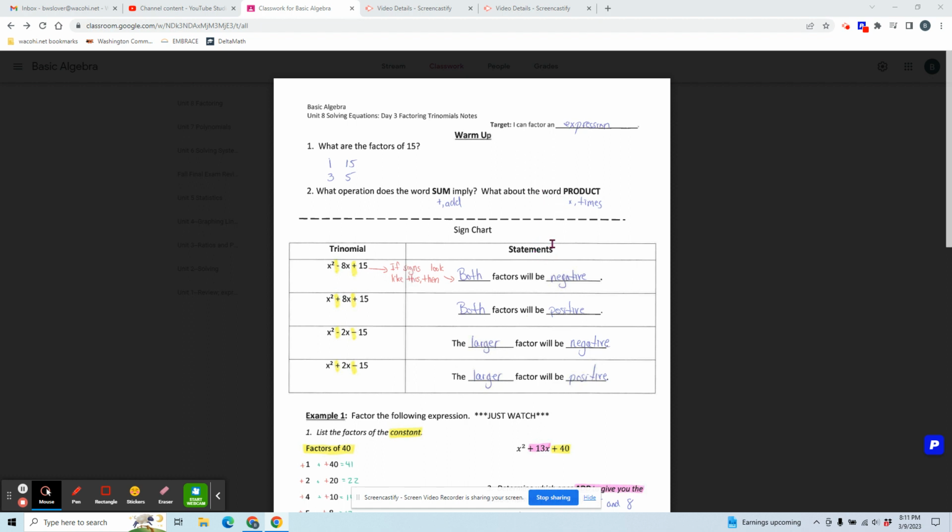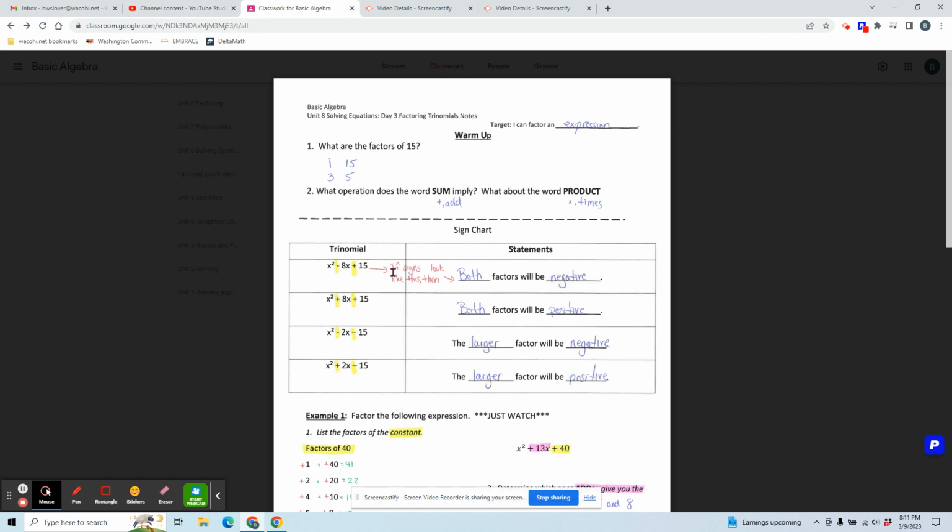So here's a sign chart. And this is where we're getting into the lesson. Right now, the sign chart doesn't mean anything to you. I haven't explained it, and you'll see its importance when we get into the first few examples. So the sign chart is just that. We're looking at the signs of our expression. So here's our trinomial over here.